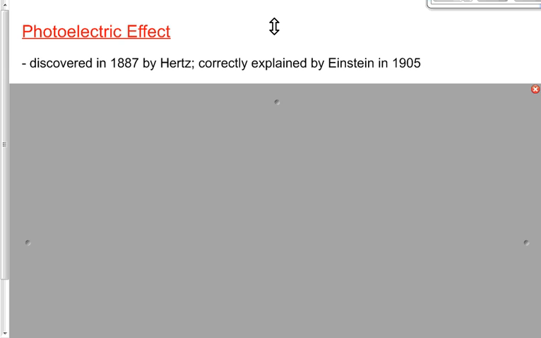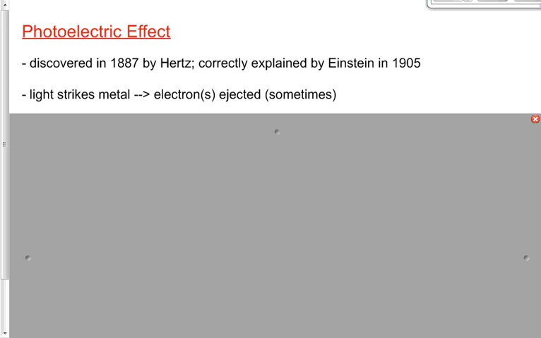The photoelectric effect essentially says this: when light strikes a piece of metal, or other materials as well, but particularly metal, an electron or electrons can be ejected sometimes. Not all the time, sometimes. Hertz said if the electron wasn't being ejected, then clearly we need more energy. The electron didn't get enough energy, so let's give it more energy. Hertz said, give it more light, brighter light. That's more energy, right?